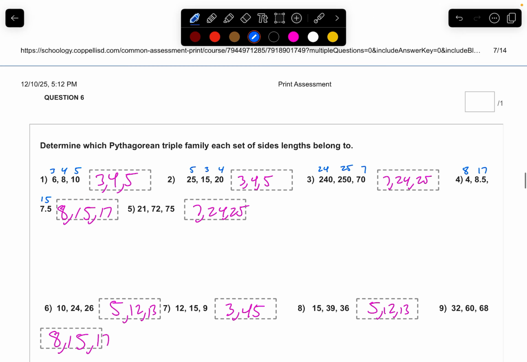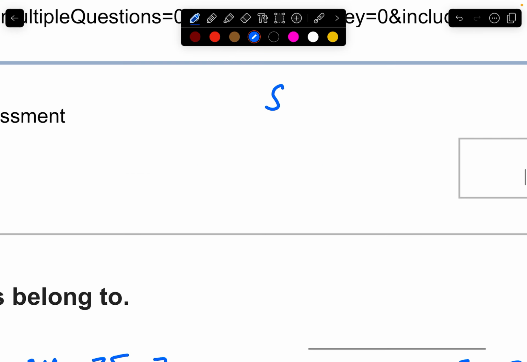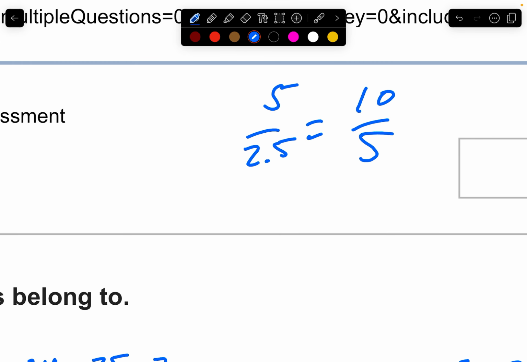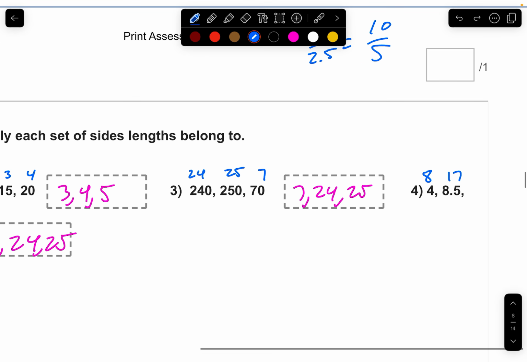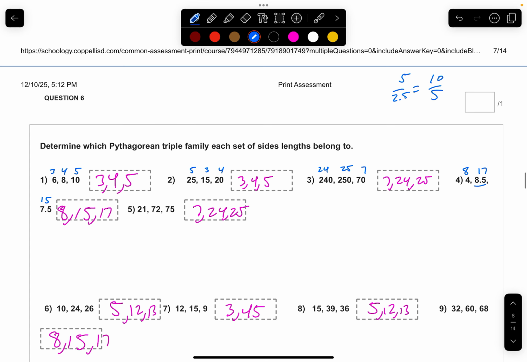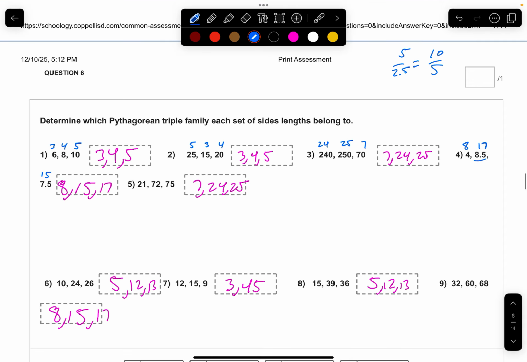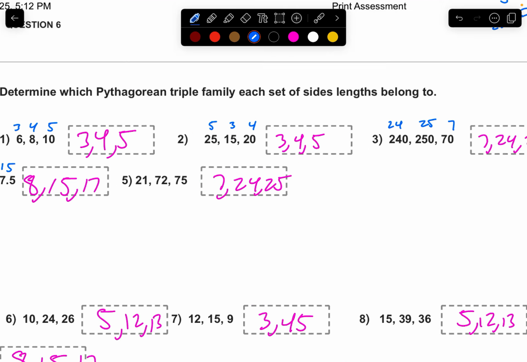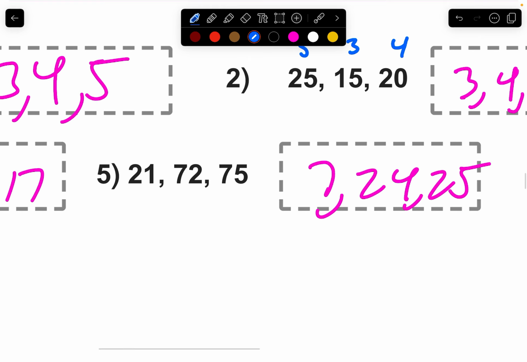Sometimes you have to multiply. Remember we did that last chapter sum, right? Like if I had 5 divided by 2.5, we multiply by 2 on top and bottom to make them whole numbers. That's one way to do that. So if these were decimals, I did times 2 to figure out where they came from instead of the other way. What goes in all those? 3, divide by 3, divide by 3, and divide by 3. 7, 24, 25.